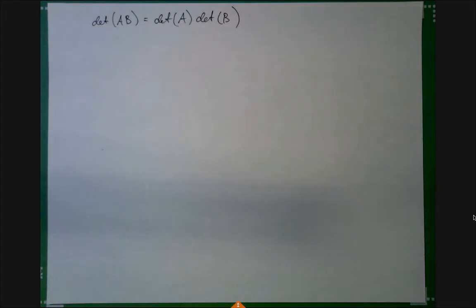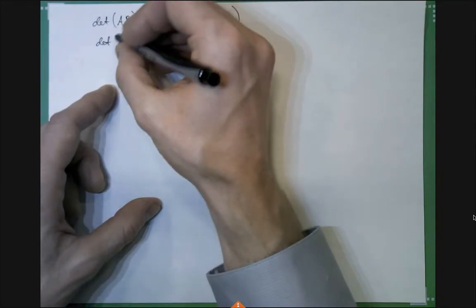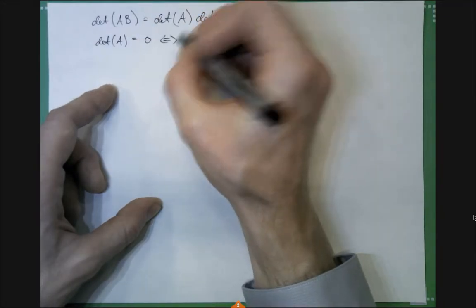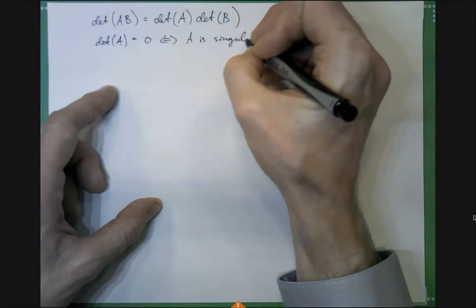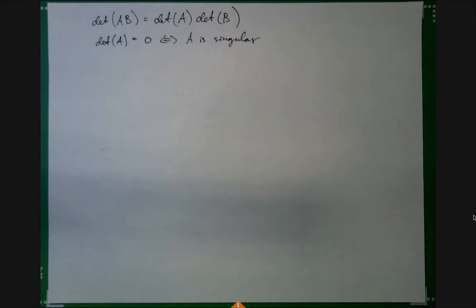Keep that in mind. And the other super important thing, which I would also like you to remember, is that the determinant of a matrix is 0 if and only if the matrix is singular. Because that's a hugely useful thing. If you can quickly compute a determinant, you can quickly check if the matrix is singular or invertible.